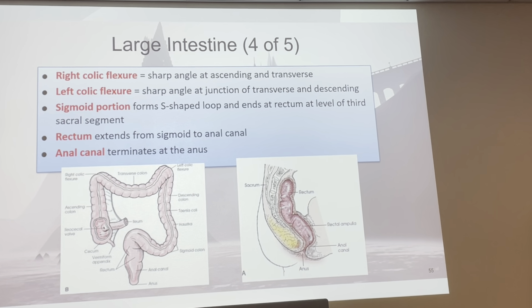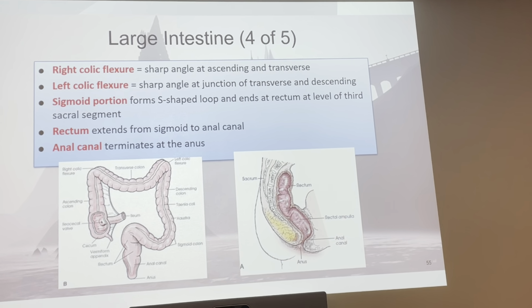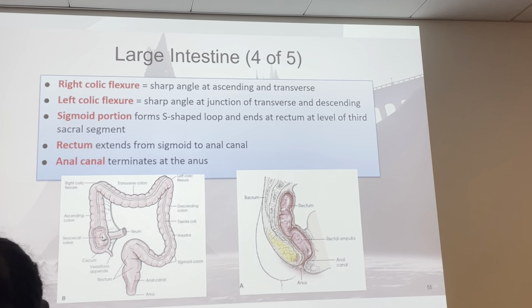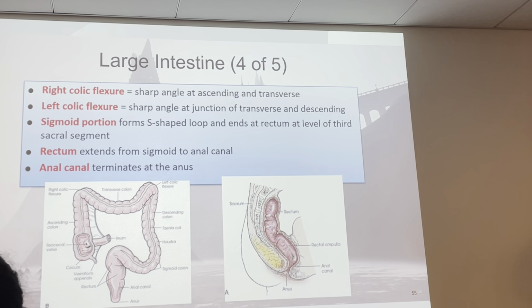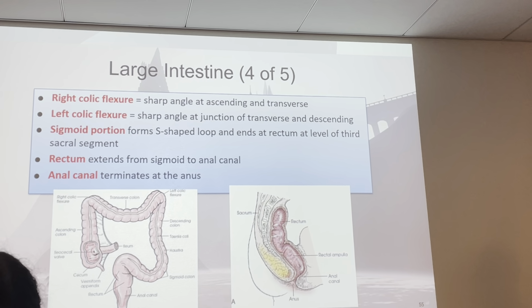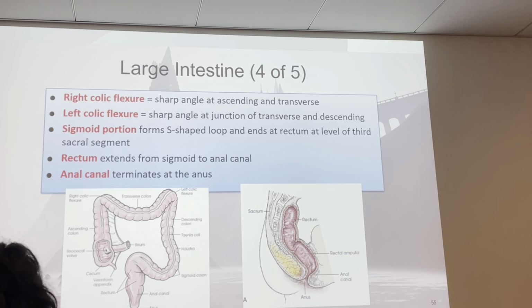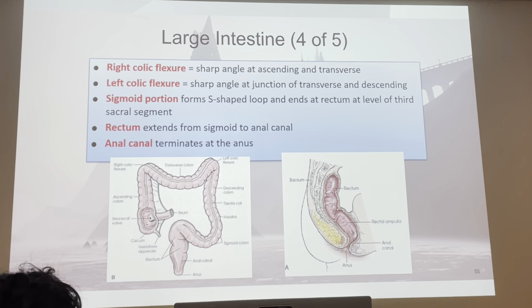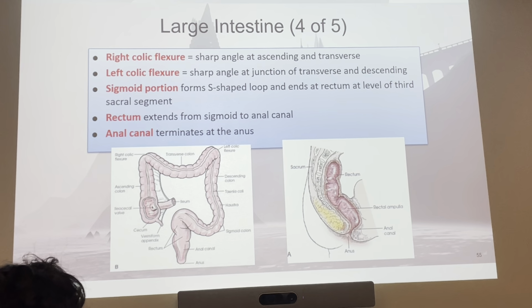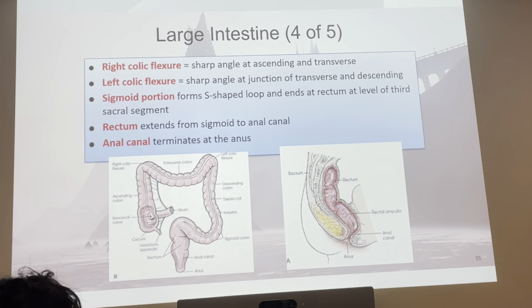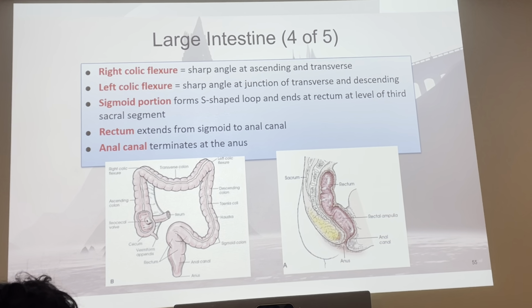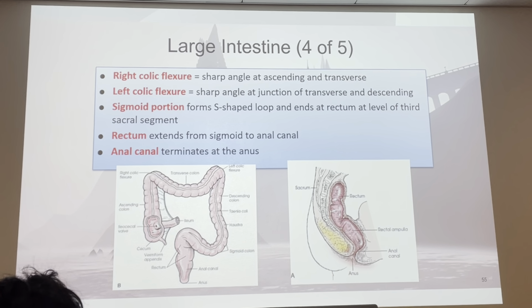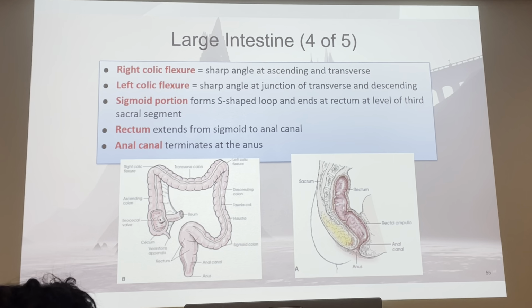All right, just a few more pieces here, guys. Right colic flexure, also known as the hepatic flexure. So we have sharp angle at the ascending and transverse. Left colic, also called the splenic, is that angle at the transverse and the descending. And the sigmoid, S-shaped, once again S for sigmoid, ends at the rectum at the level of that third sacral segment. Then the rectum, extending from the sigmoid to the anal canal. Anal canal terminates at the anus.